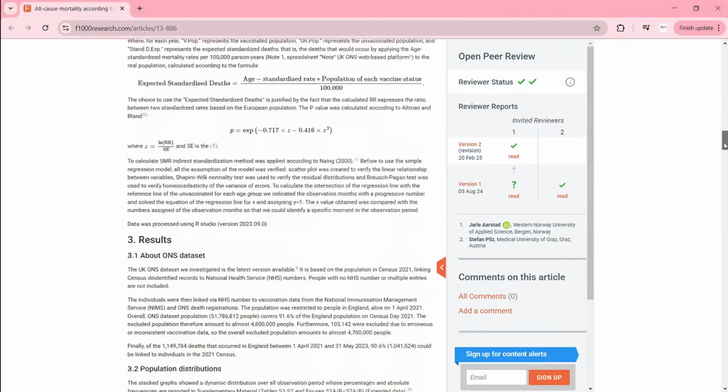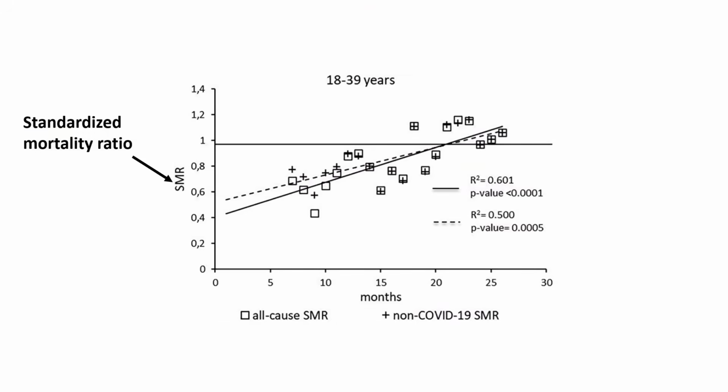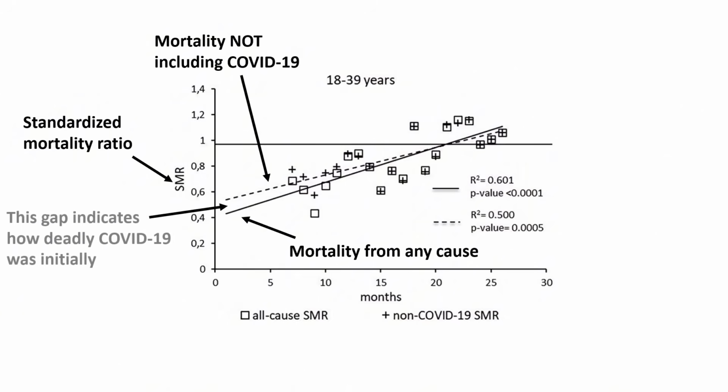And you can see anything below 1 means that vaccinated were dying less frequently. They were protected from any reason of dying in comparison to non-vaccinated. And if that number is above 1, they were at higher risk of dying. Okay, so you can see the vaccine started protecting people very well. And then in January 2023, there was that crossover for this age group, and that protection disappeared. And there was in fact an increase in mortality risk for vaccinated group.